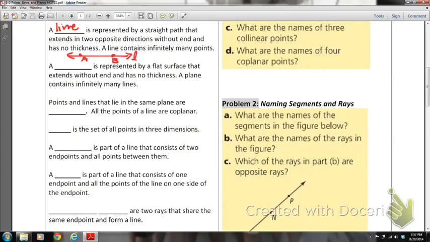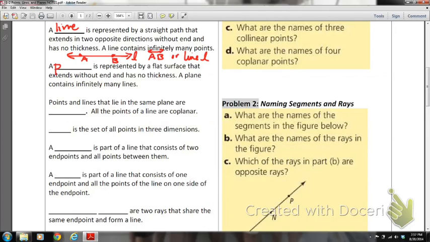So we can name a line by any 2 points on the line. So here we have line AB. Note the line notation is an arrow over A and B. Or we can call it line L, simply because they put a script L at the end of the line.